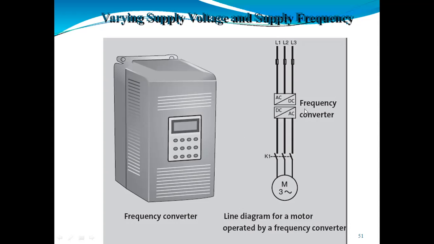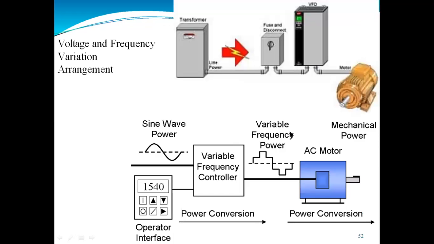When we are giving the three-phase power supply to the three-phase induction motor, at that time we are supposed to vary the frequency. We can vary the frequency by using the frequency converter. And here we are supposed to vary the supply voltage. So we can use a circuit diagram like this to vary the voltage and the frequency of the three-phase induction motor.